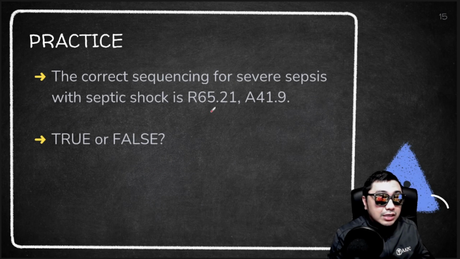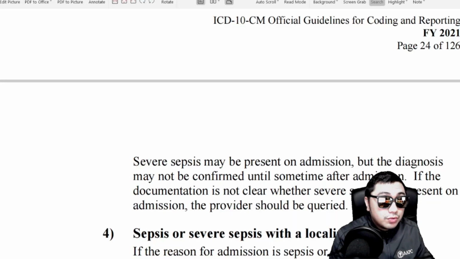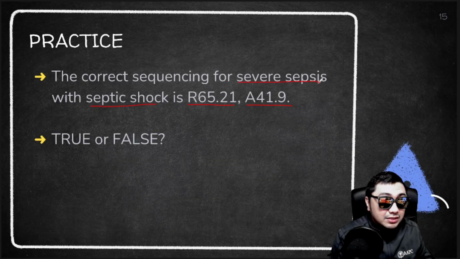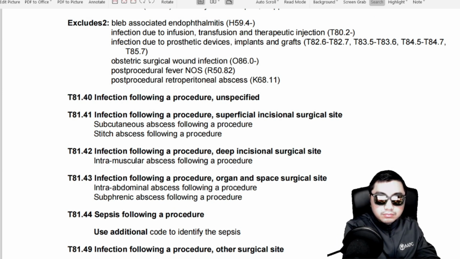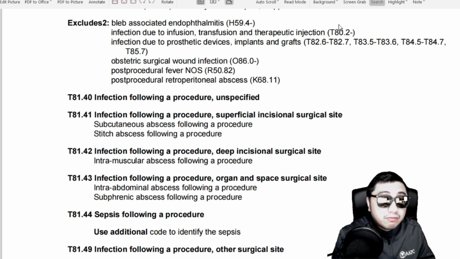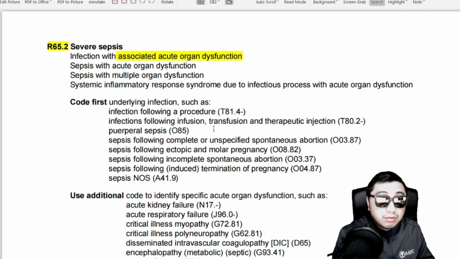So what is the correct sequencing for severe sepsis with septic shock? All right, is it R65.21 and then A41.9 as secondary? True or false? Of course, if ever you forgot what I told you earlier, all you need to do is to go: septic shock was mentioned here, severe sepsis was mentioned here. You need to go to your R65.21 because septic shock was mentioned. However, are you going to code it as your initial diagnosis? That's the main thing, okay?